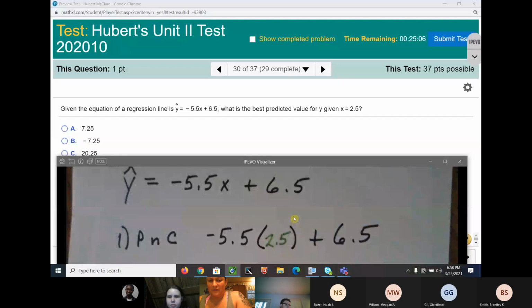How do you get 2.5? Read the question. Okay, I'm sorry. That's all right. Remember, math 120 is not all the time math. It's reading the question. So somebody put 2.5 in, multiply it by negative 5.5.